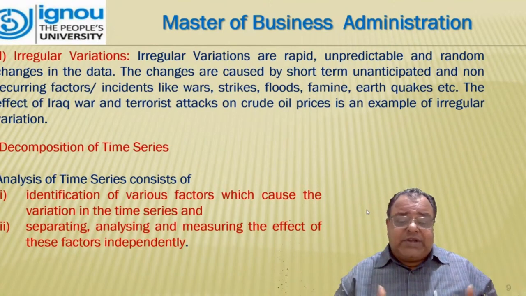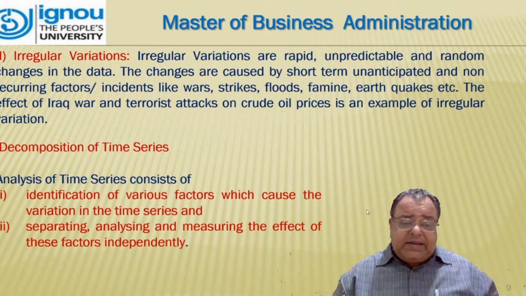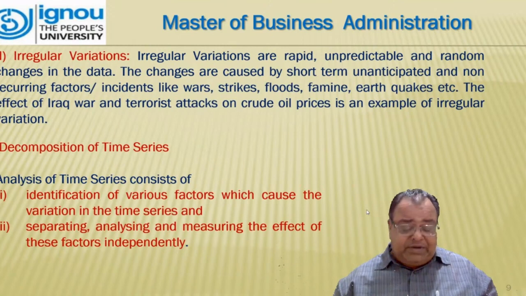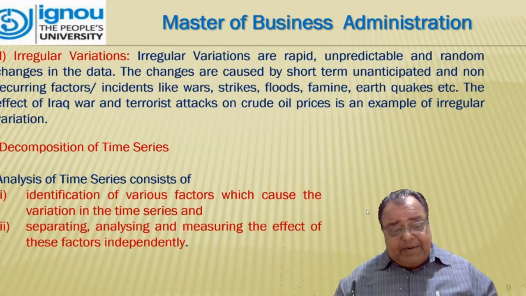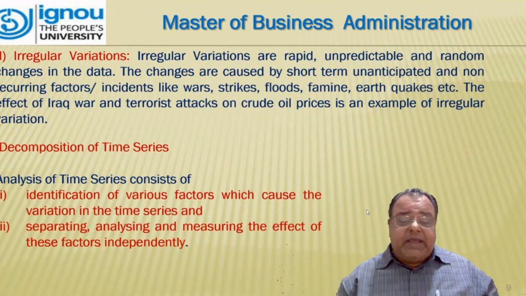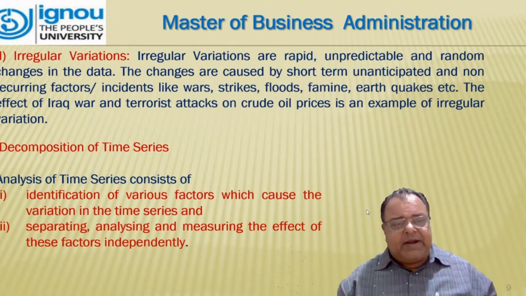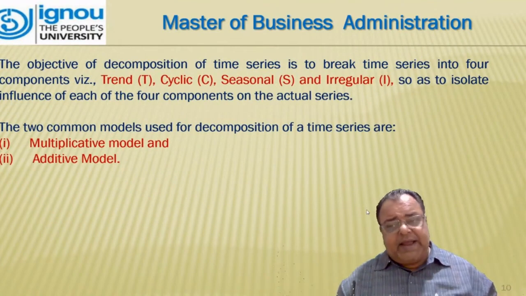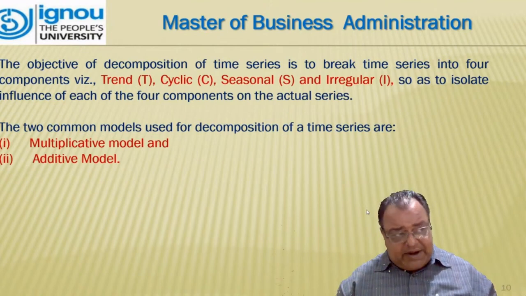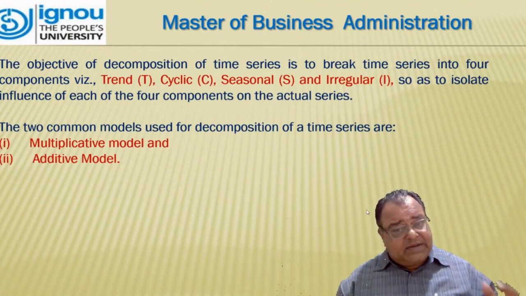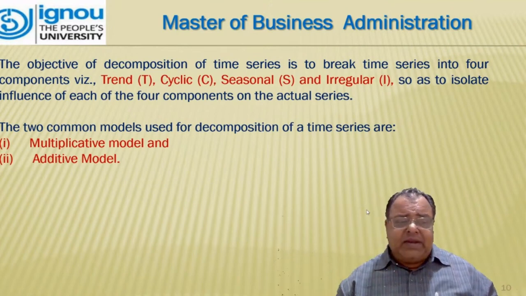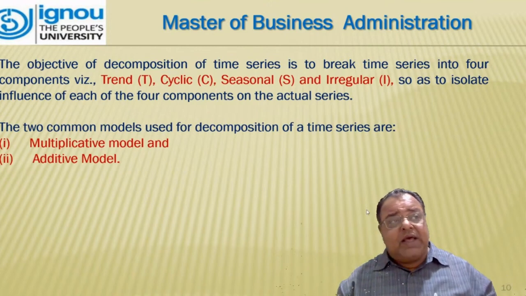Then decomposition of time series. The analysis of time series consists of identification of various factors which cause the variation in the time series, and the second one is separating, analyzing, and measuring the effect of these factors independently. The objective of decomposition of time series is to break the time series into four components, that is trend T, cyclic C, seasonal S, and irregular I, so as to isolate the influence of each of the four components on the actual series.